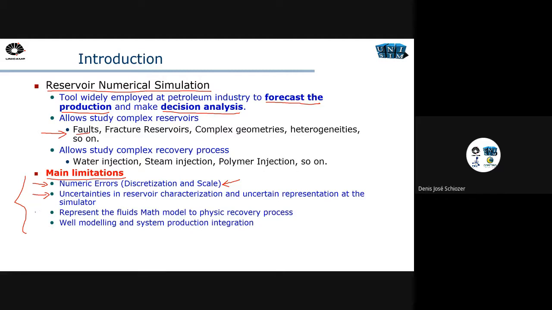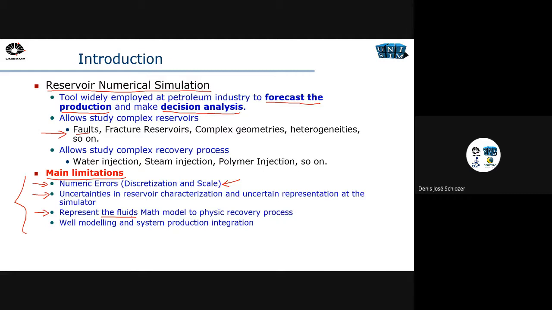The other problem that we have is that we have to represent the fluids. The petroleum fluids are very complex. We have several components. We have CO2 mixed, we have water, we have a lot of different components in this thing. But if we want to represent all these components in a compositional model, as we're going to see in this model, we're also going to wait a long time for simulations to go.